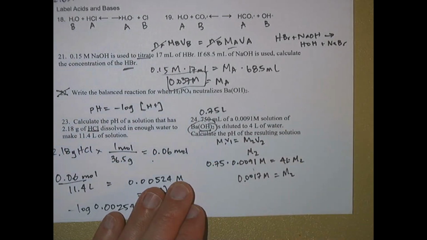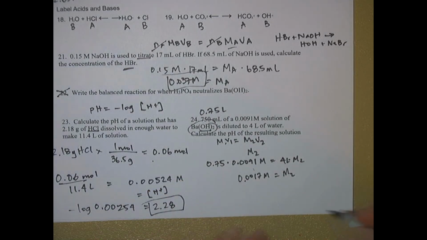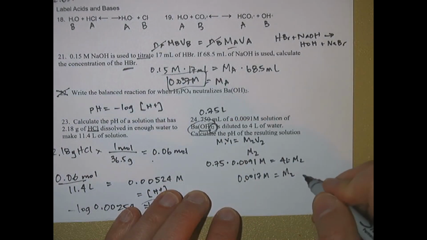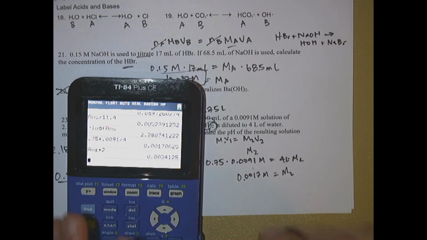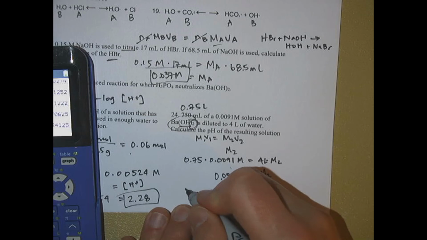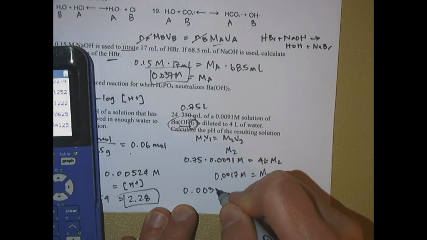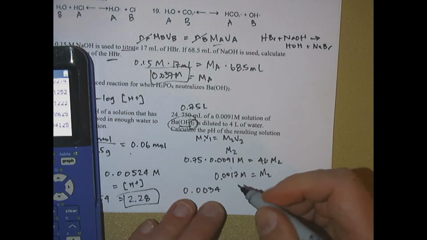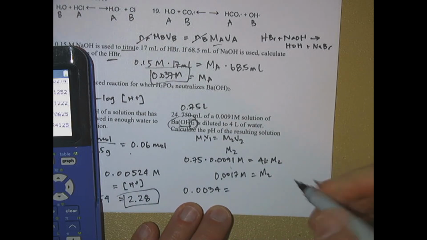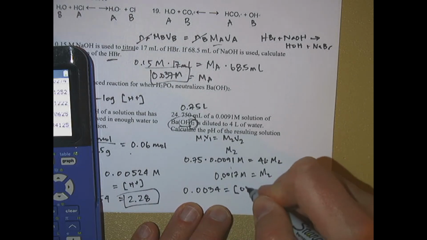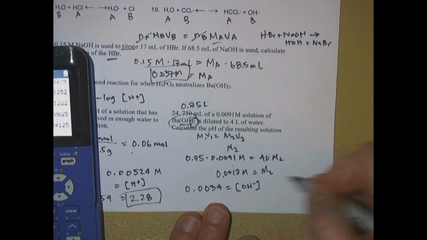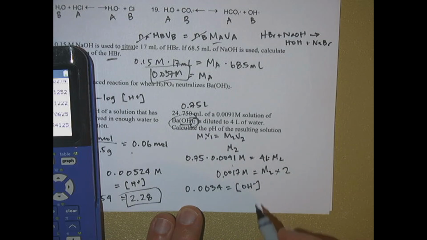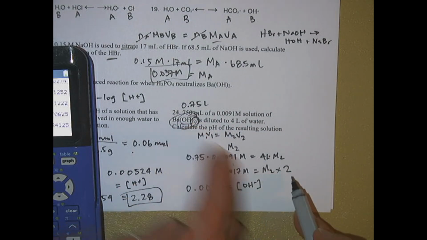Okay, that's for Ba(OH)2. It has the OH in the formula. It has the 2 in there. So you're actually going to want to double this because of that 2 right there. So take this and multiply it by 2. And you get 0.0034. And that would be the concentration of the OH minus. So we doubled it here, and now, because it has the OH in the formula, this is the concentration of OH minus. That's where the 2 comes into play, right here.